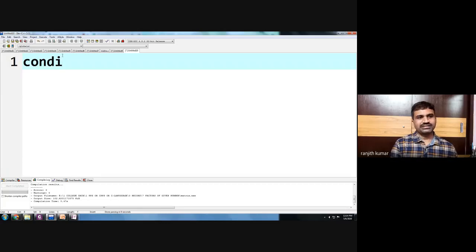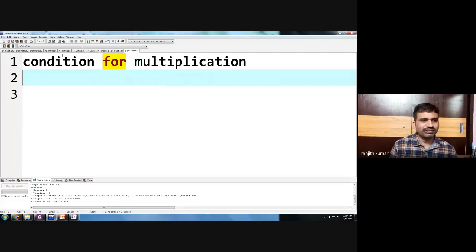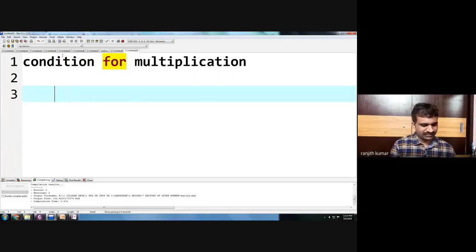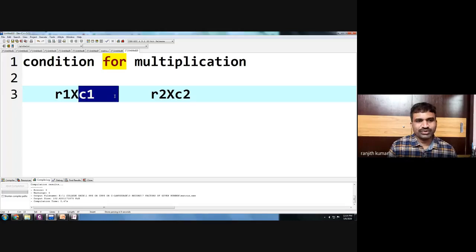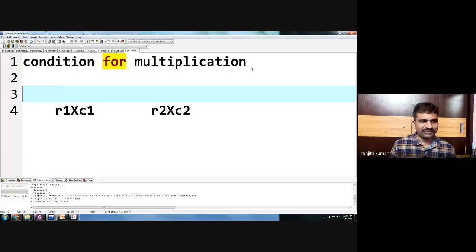Always, the condition for multiplication, what is to be checked? The first matrix generally is R1 by C1. Are we clear? And the second matrix is R2 by C2. So always, whenever you want to multiply, the condition must be: columns in the first matrix equals rows in the second matrix, then matrix multiplication can be done. Are we clear?